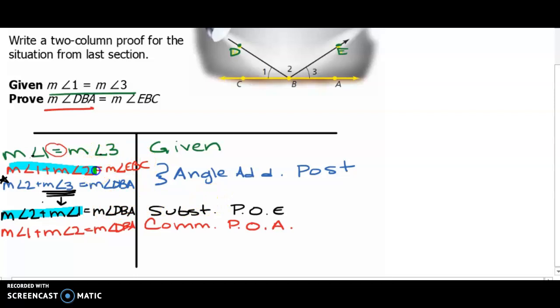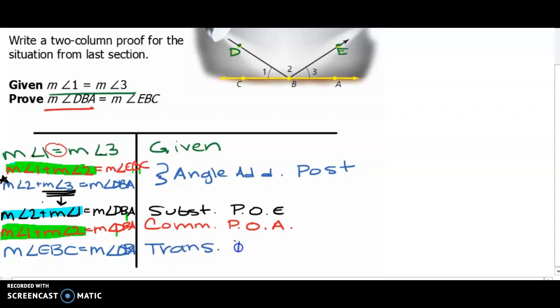So now notice, measure of angle 1 plus measure of angle 2, measure of angle 1 plus measure of angle 2. So if both of these angles are equal to the measure of angle 1 plus measure of angle 2, they have to be equal to each other. Okay, so now I can say the measure of angle EBC is equal to the measure of angle DBA, and that's the transitive property of equality. Two things that are equal to the same thing are equal to each other. Now we're almost done.